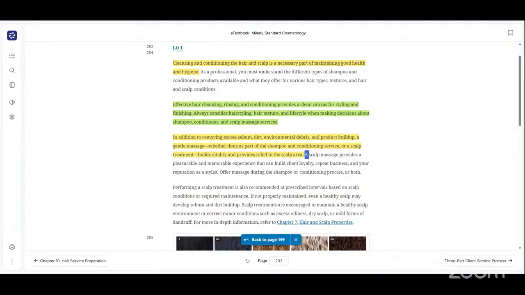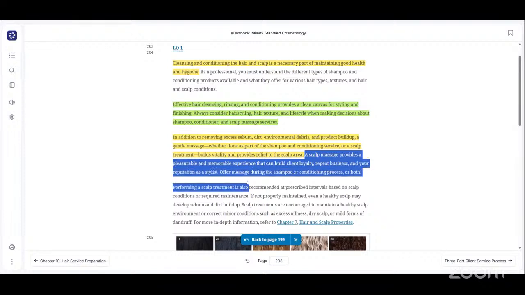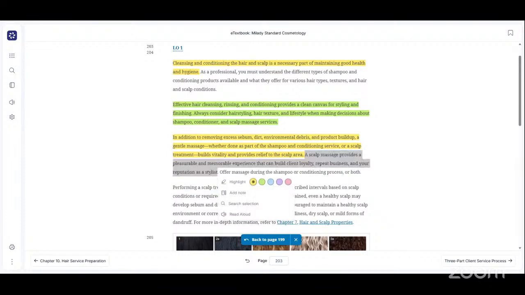Let's highlight this. It says a scalp massage provides a pleasurable and memorable experience that can build client loyalty, repeat business, and your reputation as a stylist. Yes. I often tell students that your tip is secured with your shampoo. Learn to give an amazing shampoo service, and you will be set for the rest of your career because they're going to like how you made them feel when they came in.